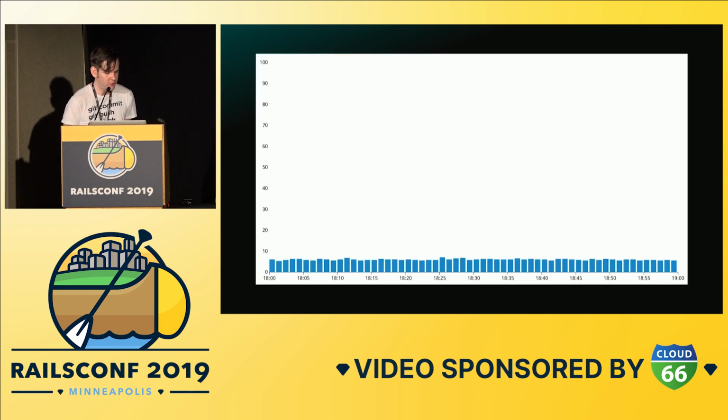So back to our before graph. Cache hit rates, about 5, 6%. We roll out the plugin and enable it on our Discovery API routes, and how do we do?